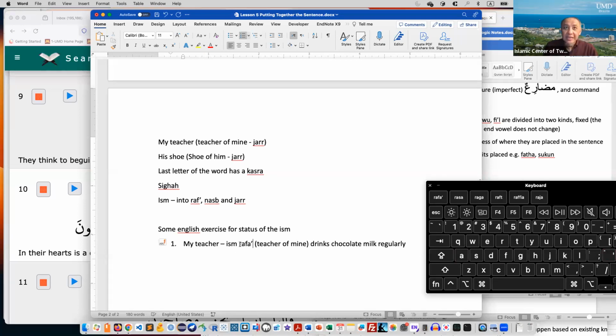The teacher, just the teacher. I'm talking about the teacher here. So this one here, teacher is isim rafa. Okay, now, where it happened to the teacher of mine? Mine, yes, this one is the jar. This is also an isim, which is me, right? But this is isim jar. So this one here is isim jar.